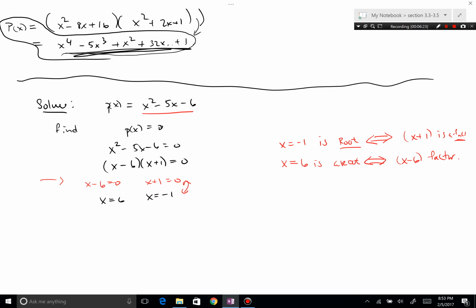So this is the moral of the story. If I have a factor, I have a root, and if I have a root, I have a factor. This actually has a special name. It's actually called the factor theorem. Okay? And what does the factor theorem say?